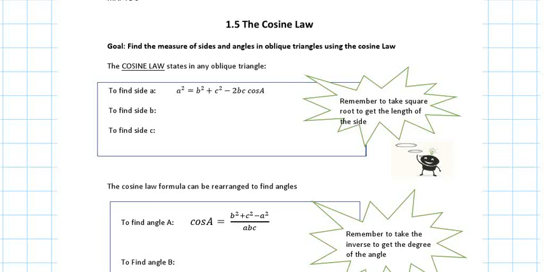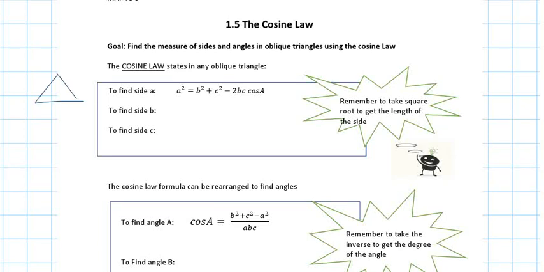The cosine law states that in any oblique triangle, you can solve for the third side given two sides. You must also know an angle, but in this case, you must know the contained angle. What I mean by contained angle is the angle between the two given sides.